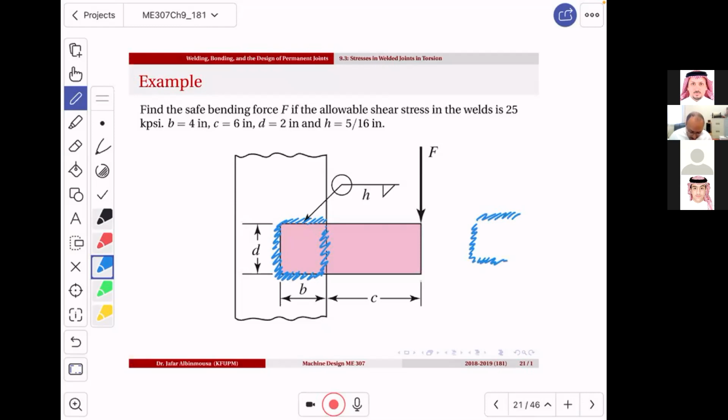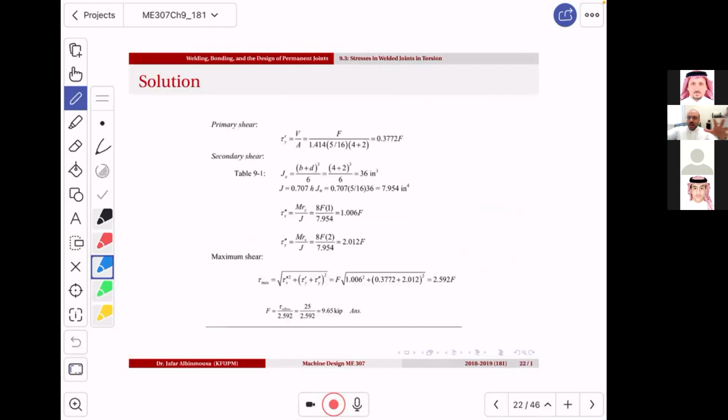So what is interesting is that after finding tau double prime, after finding tau prime, the area and the J, you don't calculate them. You pick them from the table. You need to put some numbers, the length of the weld, the throat, whatever. But once you find them, they are like two different modes, one secondary shear, one primary shear, and they have different directions. So you square them under the square root.